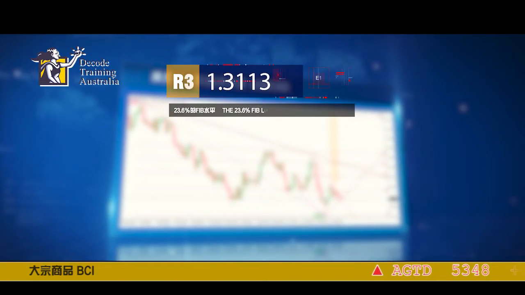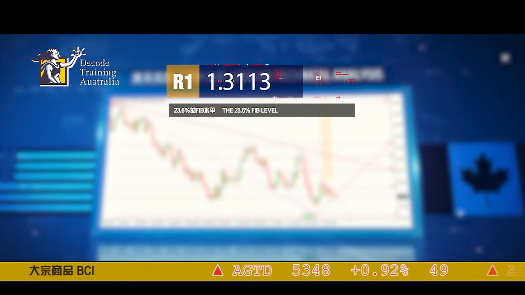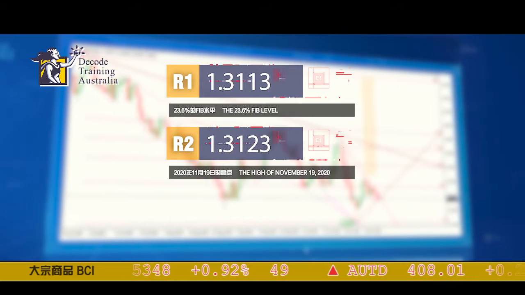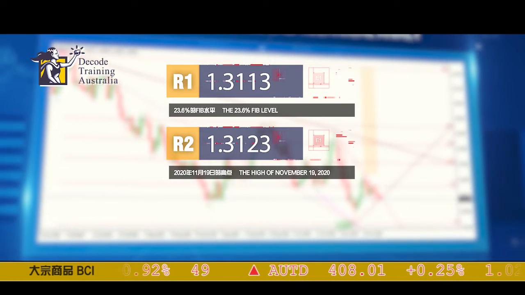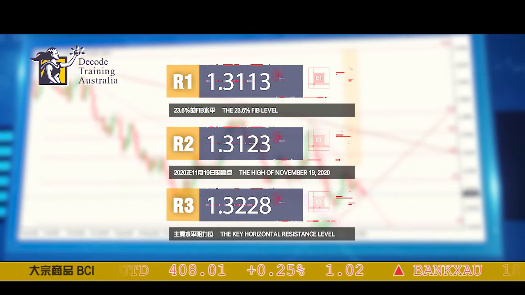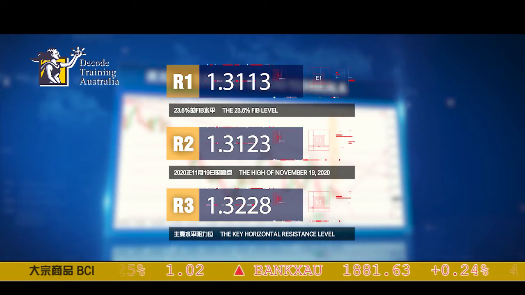At resistance 1, we'll be facing 1.3113, which is the 23.6% Fibonacci level. At resistance 2, it will be 1.3123, which is the high of November 19th, 2020. At resistance 3, we'll be facing 1.3228, which is the key horizontal resistance level.